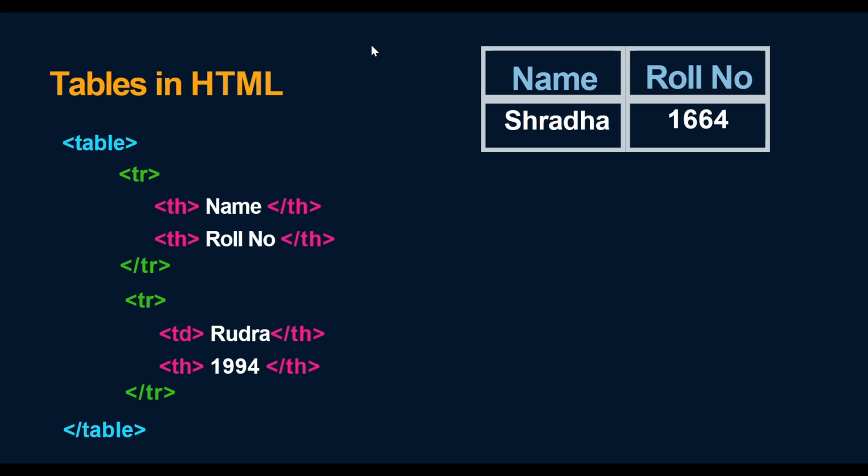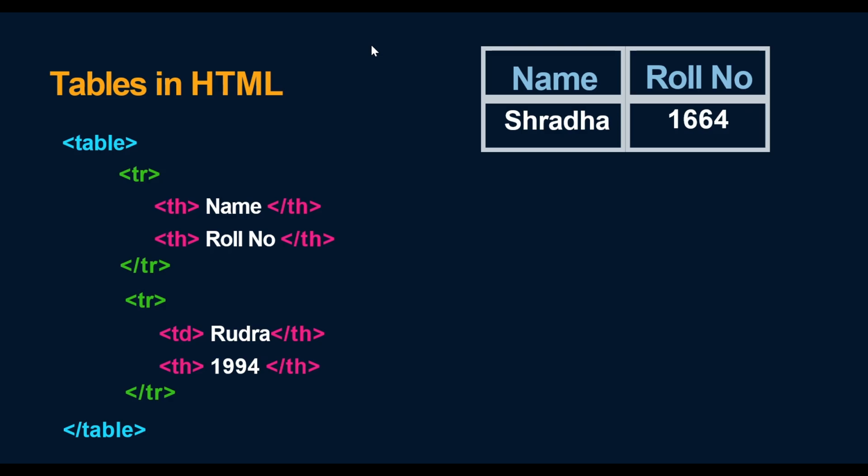So in the last video we covered some basic introduction, tags, and some attributes of HTML. In this video we are going to cover tables in HTML, and how to create a table in HTML. If you are new to this video, then go watch the previous video so that it will be easier for you to understand.